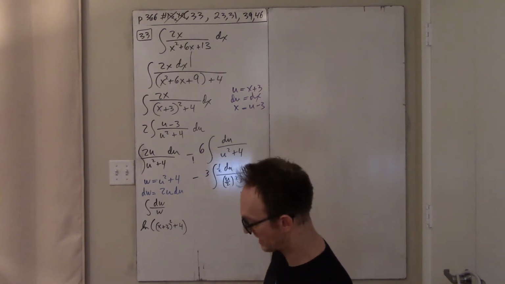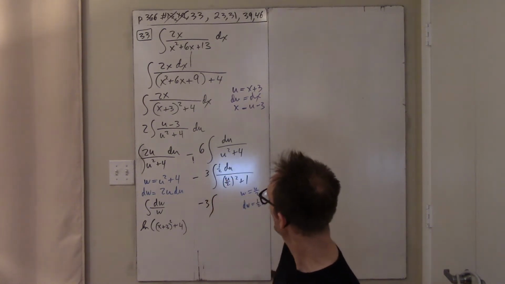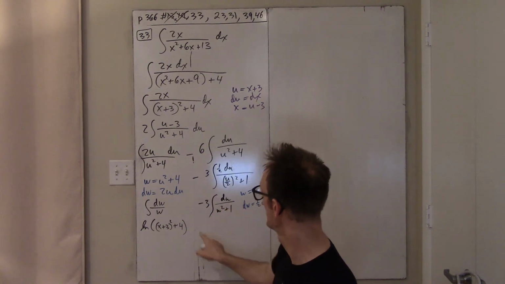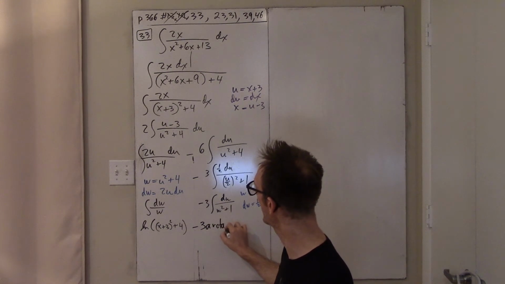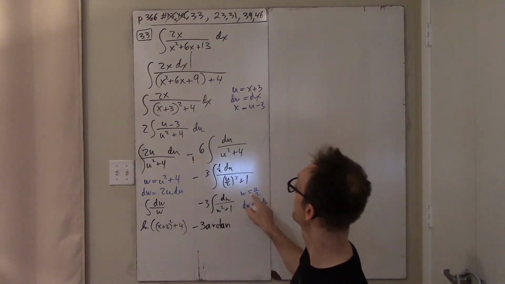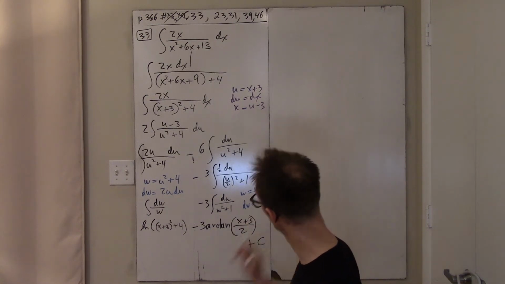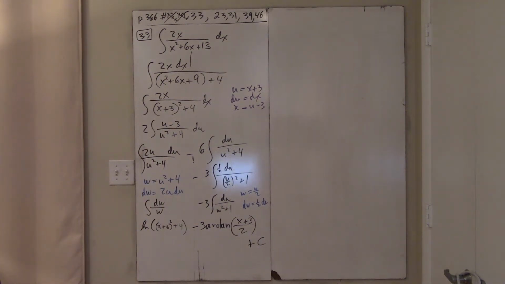And so we get minus 3 dw over w squared plus 1. So that's how I end up with minus 3 arctan w, but that w is u over 2. So it's (x plus 3) over 2, plus C. Okay, good. I can just check that. Minus 3 arctan of (x plus 3) over 2 plus ln, sure. Good. x plus 3, yeah.